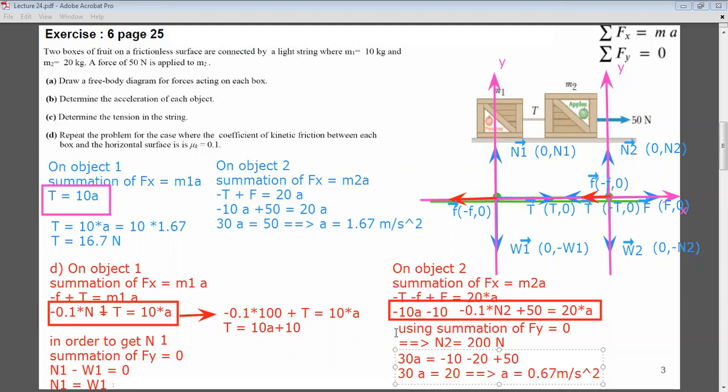And to find the tension, I will apply this formula.